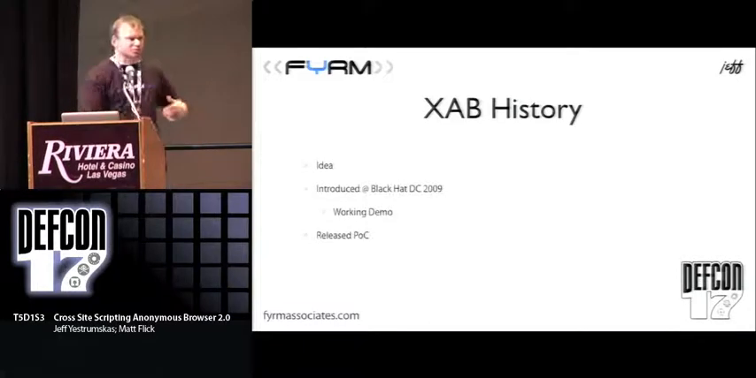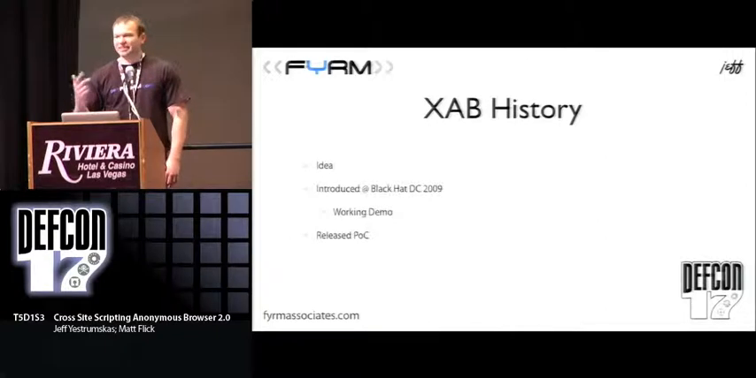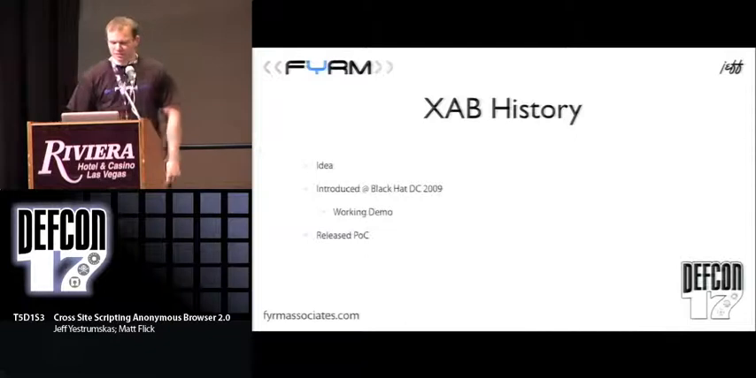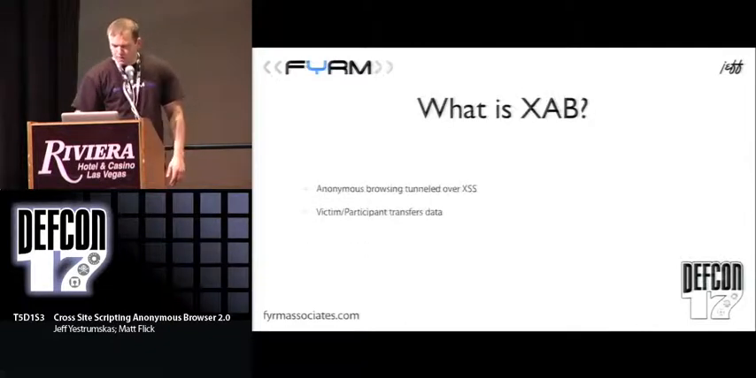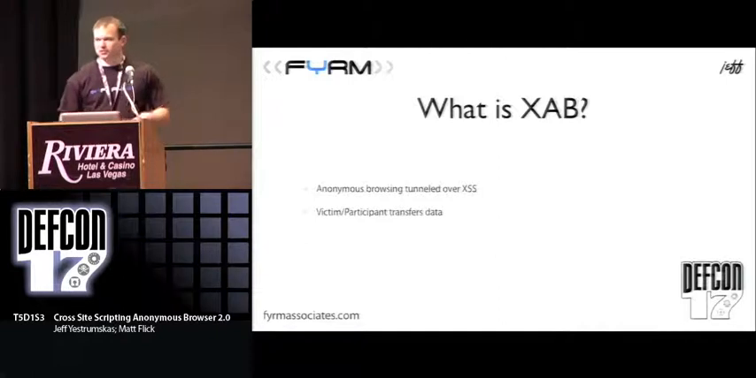So we threw a bunch of ideas around, actually threw together a presentation, submitted to Black Hat DC, and presented it there back in February to a few people. It's a little bit more crowded today, thank God. But we actually did have a working demo there too, and then released the code. Proof of concept code is out there. It's at the FYRM site. So what is XAB? As we've said a bunch of times, cross-site scripting anonymous browser.